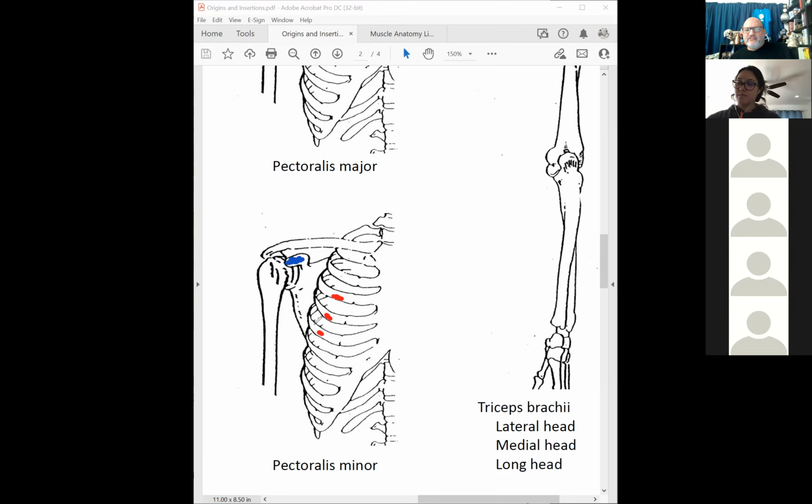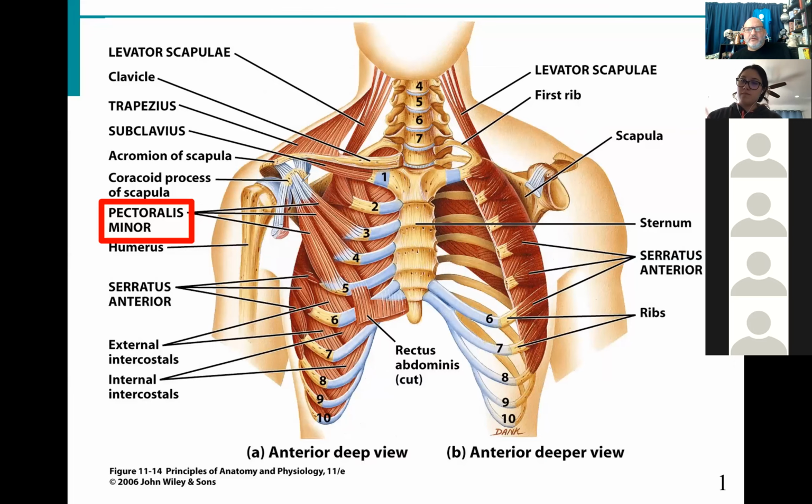Here we see it in our drawing. And if we go back to the picture, here we see it here. Notice here we see those bellies connecting to the 3 ribs and inserting into that coracoid, that bird's beak that stuck out on our scapula. All right. Questions on that?